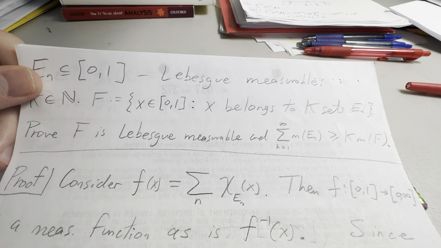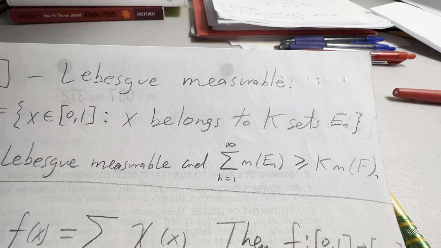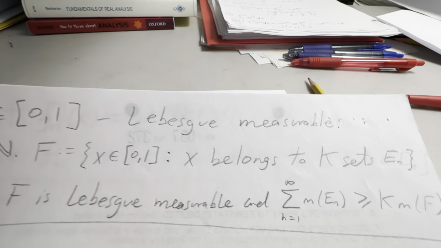Prove that F is Lebesgue measurable and that the sum of the measures of E_n is bounded below by k times the measure of F, which is this set.